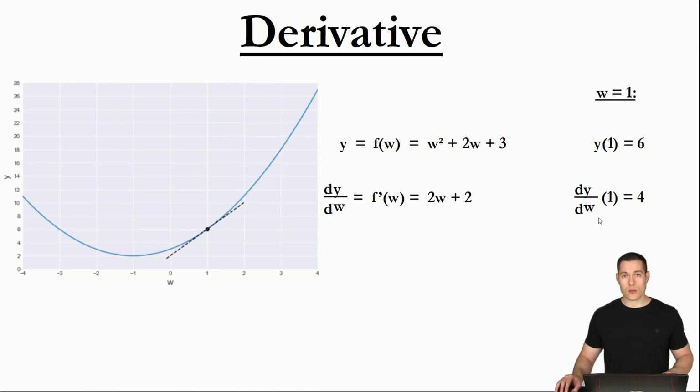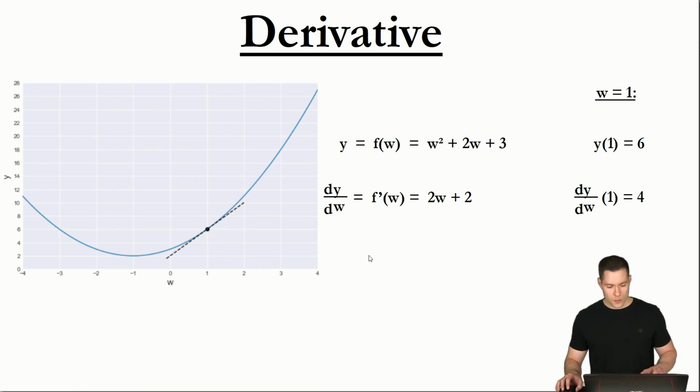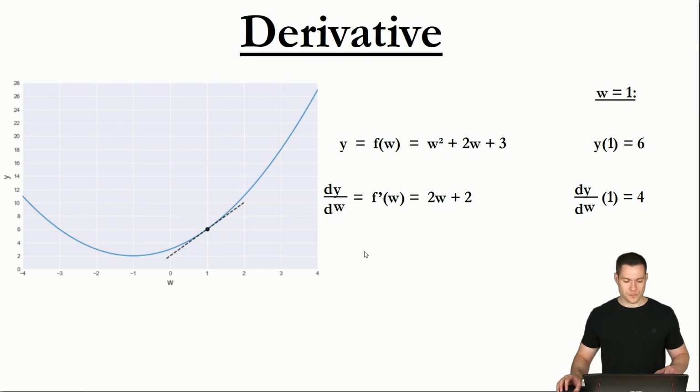But if we only increase our w by 0.5, then our y would increase by 4 times that 0.5. So the y would increase from 6 to 8. And now, however, for our function, the slope is not constant, as is the case with this straight line here, but it is always changing. So here, for example, the slope is relatively flat, but then it gets steeper and steeper.